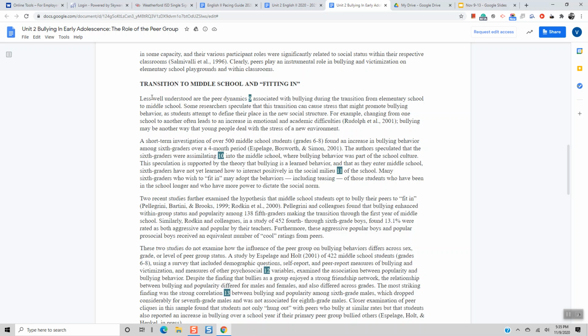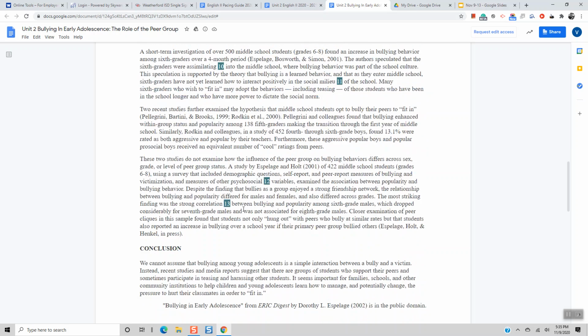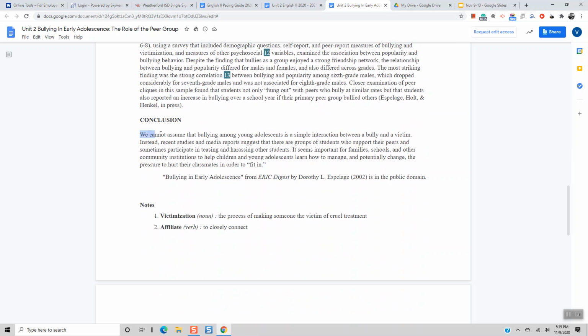The transition to middle school, okay? Peer dynamics associated with bullying during the transition from elementary school to middle school, okay? So that's what it's going to be about. They give some data, okay? And then they end with a conclusion where they restate the thesis. They say, we cannot assume that bullying among young adolescents is simply a simple interaction between the bully and the victim. So that's what we did. We looked at this informational text and we broke it down based on its thesis statement, its topic sentences, the evidence and the data, and then of course the conclusion. And that's how we did that.